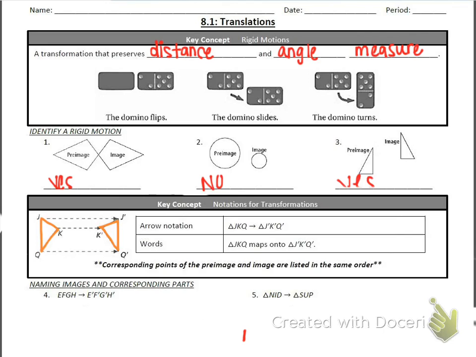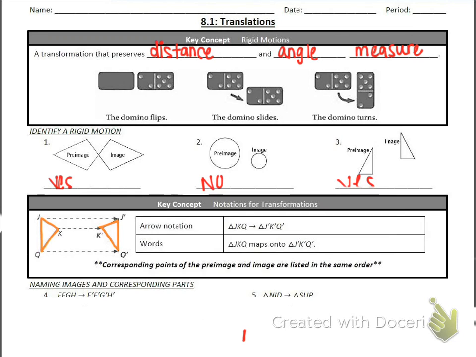Sometimes in transformations, we just give them completely different letters. So we could have also called this MNO, okay? So you could also give them different letters. Prime is usually the most typical, but sometimes we just do different letters.